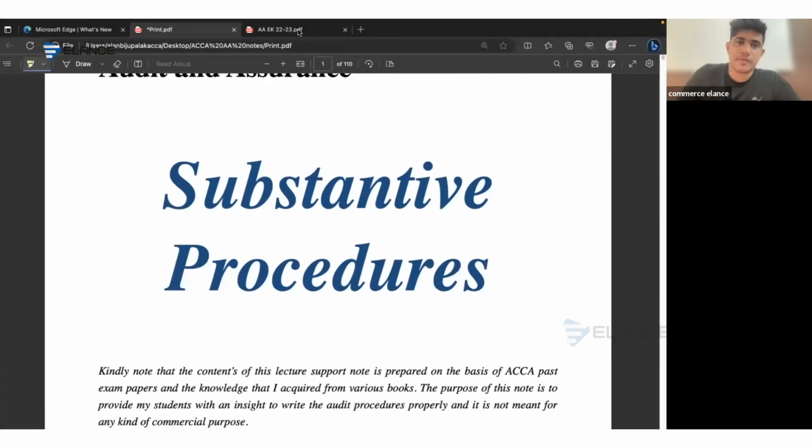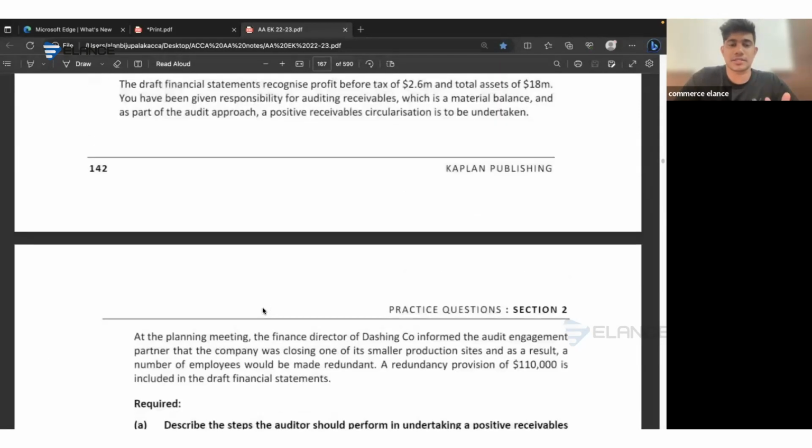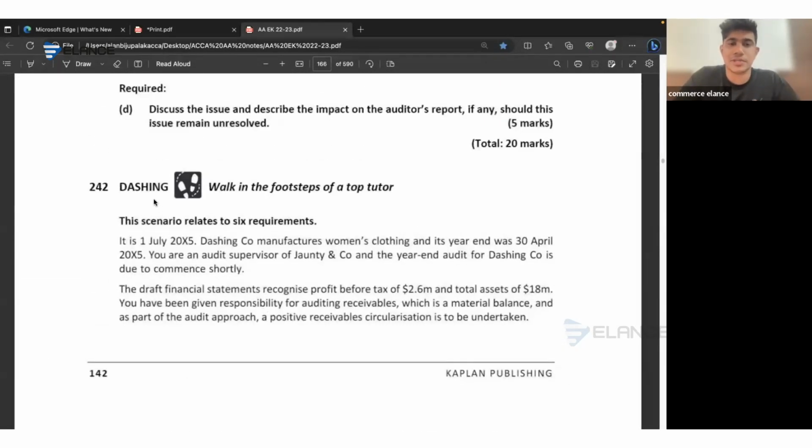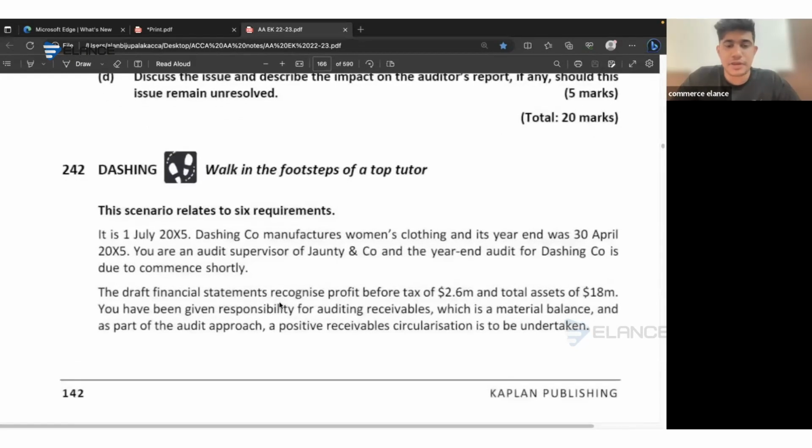For example, we have already discussed the same question in our earlier session, but just to get an overall understanding, I will show you the same question again. It's a question called Dashing Company. The draft financial statements recognize a profit before tax of 2.6 million and total assets of 18 million. You have been given responsibility for auditing receivables, which is a material balance, and as part of the audit approach, positive receivable circularization is to be undertaken. So the examiner has told us that we have to perform a positive receivable circularization, which means we have to send external confirmation, and you will be responsible for auditing receivables. Nothing else is mentioned in the scenario.